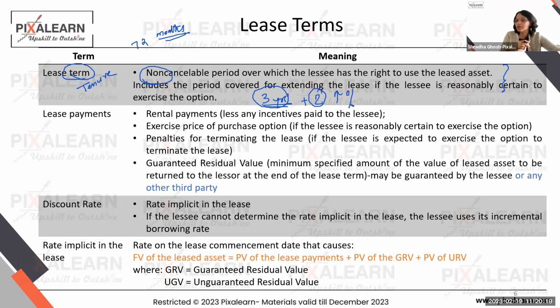Will I think about 2 years? Will I think about 3 years initially? And then later on 5 years? What do I think? The answer is, if Anita is reasonably certain to exercise that option, I'm going to treat it as if it's a 5 years lease right away.